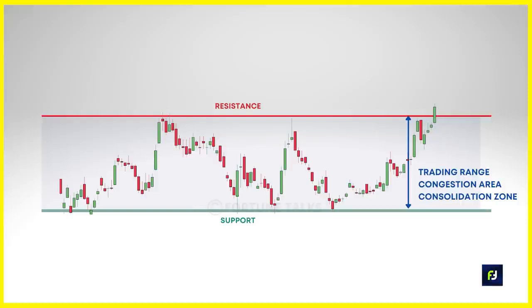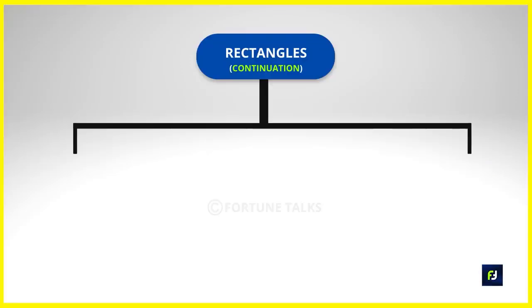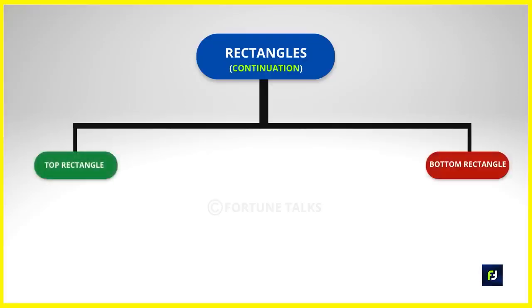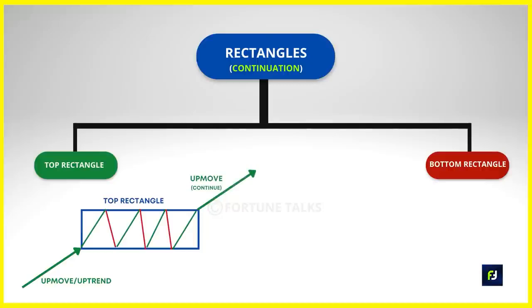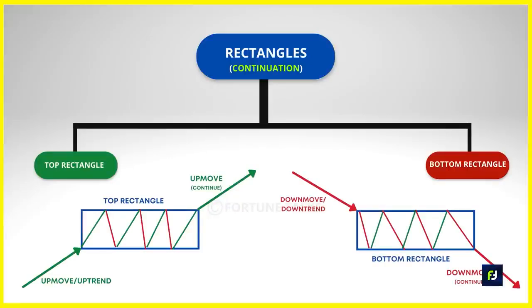In this case, we are talking about continuation patterns, so we expect the price to break out and continue with the original trend. So in that sense, there are two types of rectangles. The top rectangle, which is formed during an upward price move, signals the continuation of the uptrend. The next rectangle is formed during a downtrend and is called a bottom rectangle, which signals that the down move will continue after the breakout.